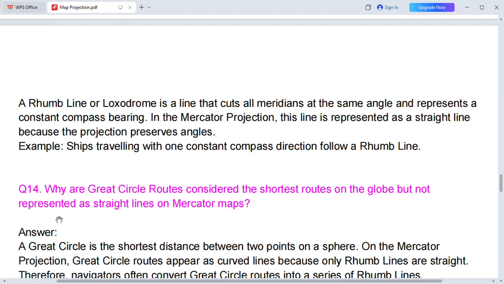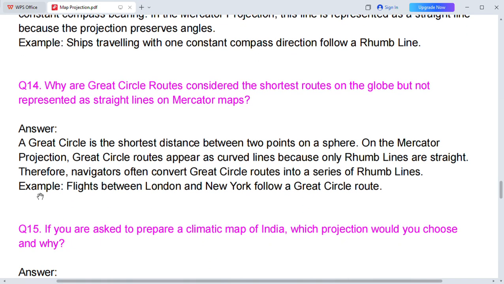Next question, question number 14. Why are great circle routes considered the shortest routes on the globe but not represented as straight lines on Mercator maps? So a great circle is the shortest distance between 2 points on a sphere. On the Mercator projection, great circle routes appear as curved lines because only Rhumb lines are straight.